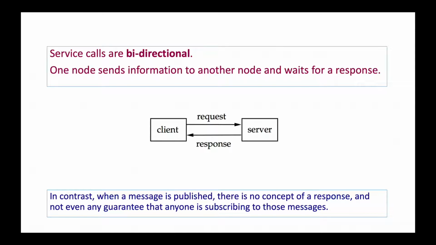But before that, let's just get used to the idea of the difference between ROS service and the publisher subscriber. So service calls are bidirectional. You have a server and you have a client, and you will see shortly what is the rospy API that you want to use in order to declare a node as a server or a client.